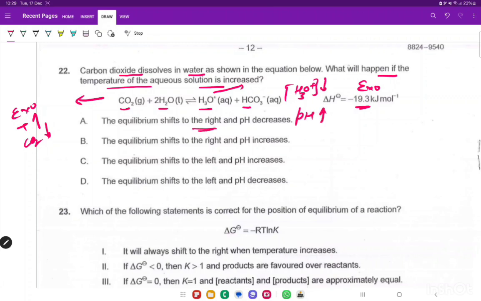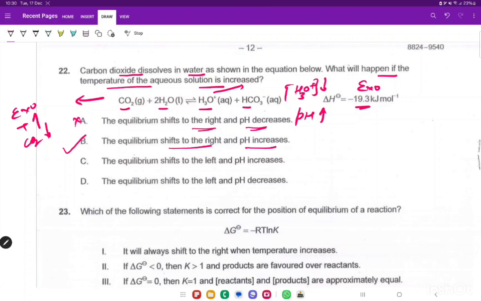Equilibrium will shift to the right hand side, correct? And pH will decrease, wrong. Equilibrium will shift to the right hand side and the pH will increase, yes, correct. Equilibrium will shift to the right hand side and the pH of the solution will increase. This will be the answer. For question 22, answer is B.